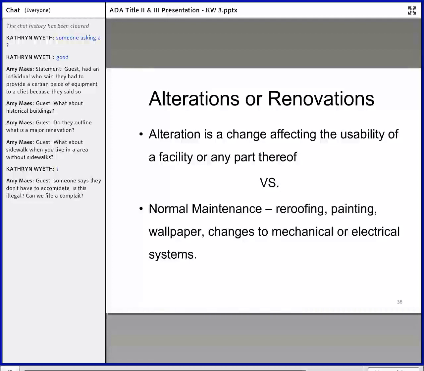Same thing with alterations and renovations. Anything that alters, that changes the effect of usability of the facility, therein is an alteration. Normal maintenance, like re-roofing, painting, wallpaper, changes to mechanical or electrical systems, those are not considered renovations. So according to this, and I knew I had this, renovations include remodeling, reconstruction, could even include historic restoration, changes or rearrangement to the structural parts or elements, or again, the change or rearrangement or configuring of walls are different examples of what they call alterations.